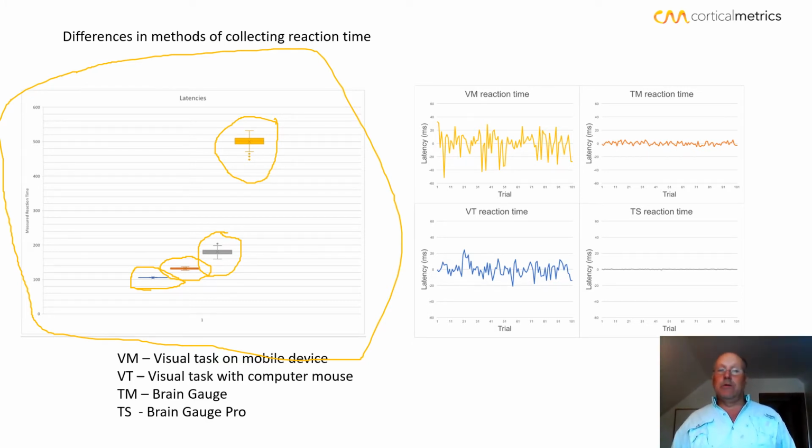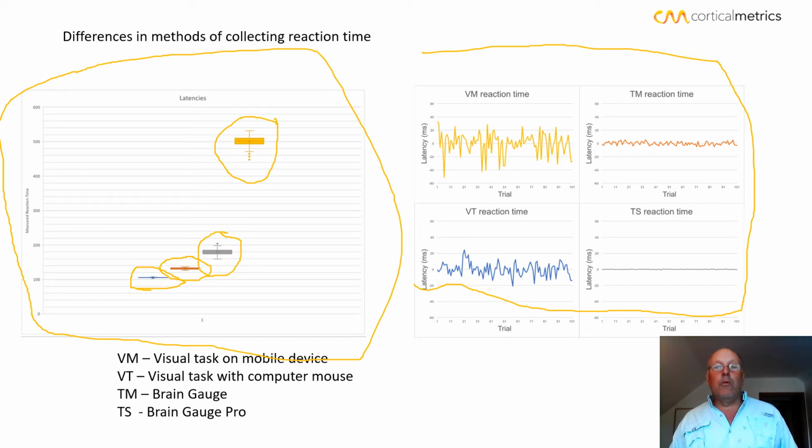Now you may say, oh, these latencies can be subtracted out, but over here on the right-hand graph is the raw data with the latency subtracted out, so you can actually see the differences, and you can see that there's an extreme amount of variability introduced.